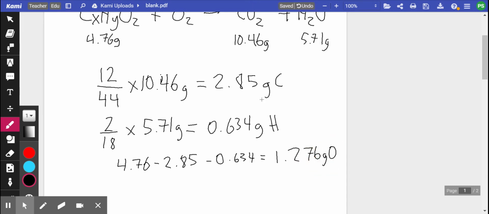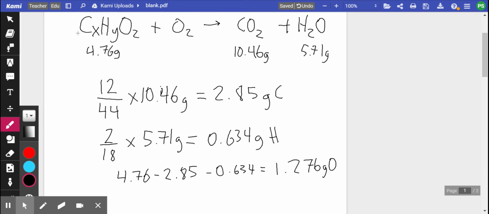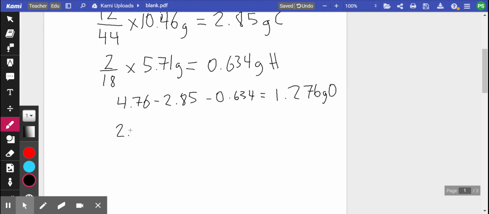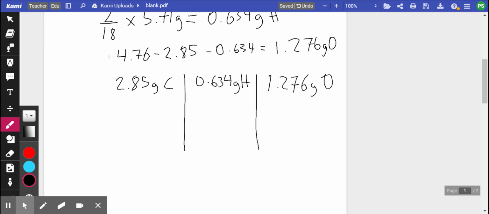Now that we know the mass of each element, we can use the technique of calculating empirical formula to find actually what is the ratio in the formula here, so the empirical formula. So we set up a table as usual. We put carbon, hydrogen, and oxygen. We divide by the atomic mass found on the periodic table.